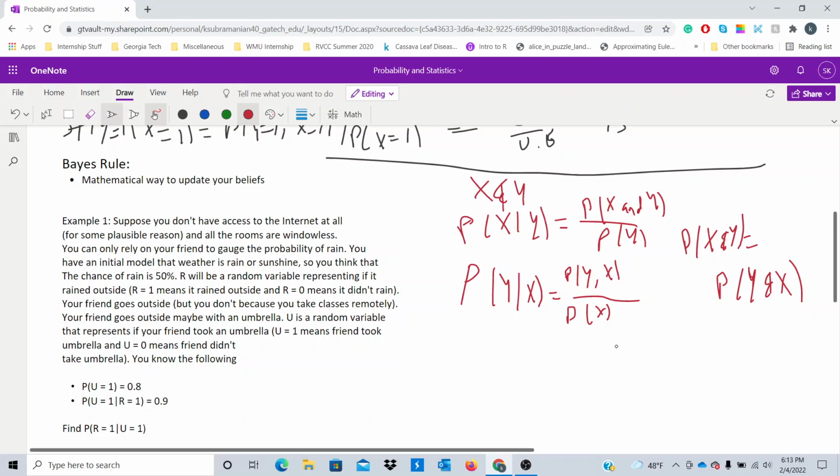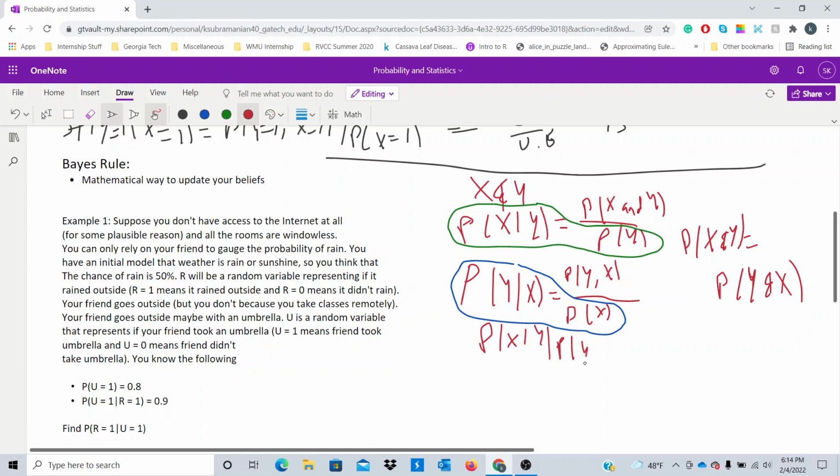So what is the probability of x and y? Well, let me circle this in green. If we multiply these two terms together, we can find the probability of x and y. If we multiply these two terms together, you can find the probability of y and x. And we know that the probability of x and y equals the probability of y and x. So we make the substitution. We find that the probability of x given y times the probability of y equals the probability of y given x times the probability of x.